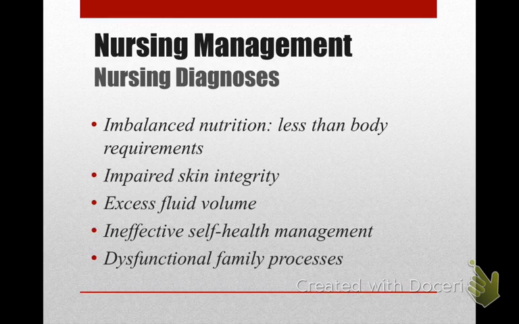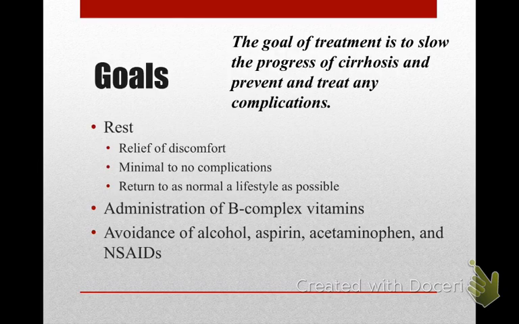This is just for your review: nursing diagnoses, imbalanced nutrition, impaired skin integrity, excess fluid volume, dysfunctional family processes. So your goals, you want them to rest. Your goal is to slow the progression of cirrhosis, right? So you've got to educate them. You want minimal to no complications. You want them to return to their normal lifestyle. They may need some B vitamins because, if the liver's not processing vitamins, they might need extra.